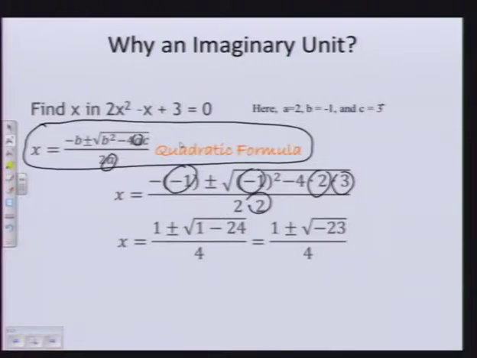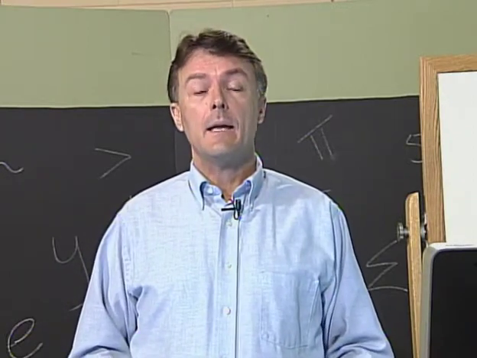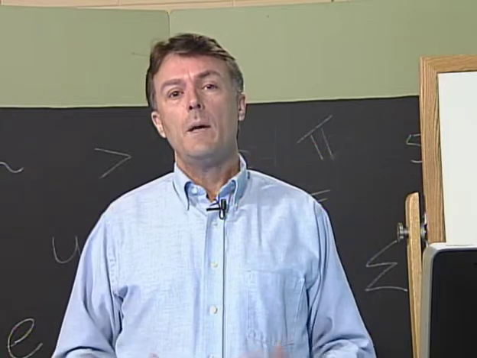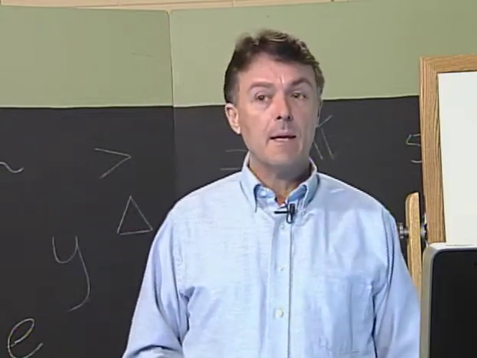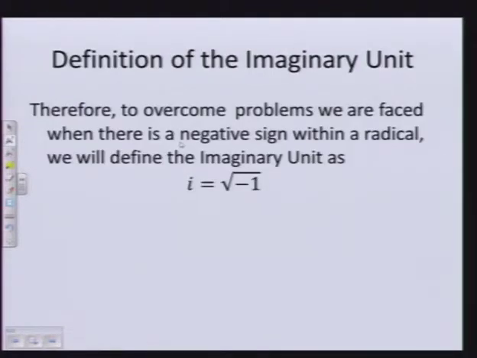Well, the thing that jumps out at us here is that we have the square root of -23. And up to this point in your algebraic studies, you would have said that, hey, this is not a real number, so there's no solution. Well, we want to go beyond that. As we look at this, we have something that's not a real number, and so we can define an imaginary unit to take care of the problem when we have a negative underneath the radical. And so that's exactly what we're going to do.